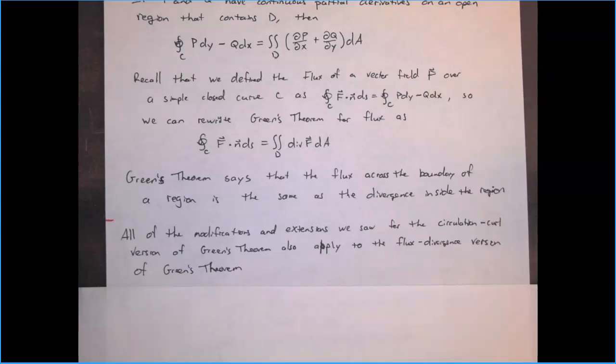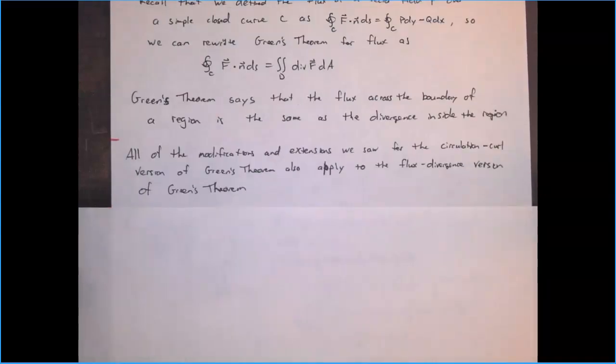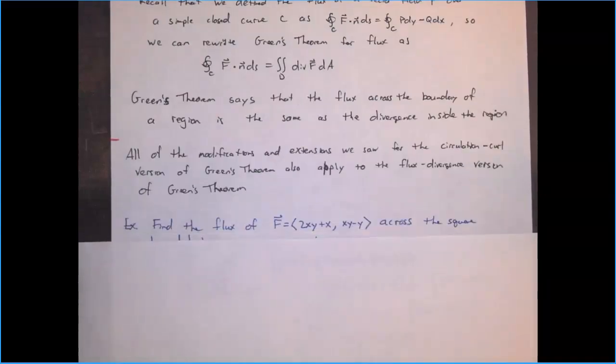And we can deal with regions that have holes. We just need to make sure we have a positive orientation, meaning the boundary around the hole has to be traversed clockwise rather than counterclockwise. So all those apply to this version as well. So to close out this section, I just want to do a simple example of using this version of Green's theorem.